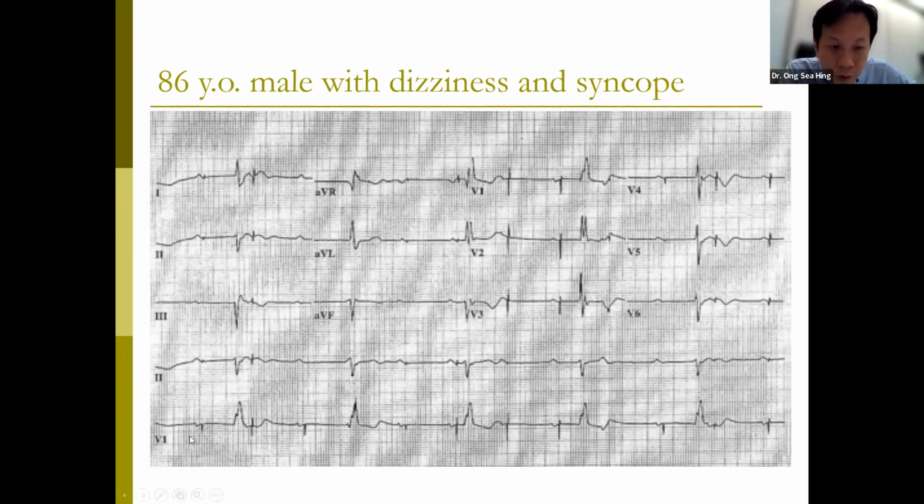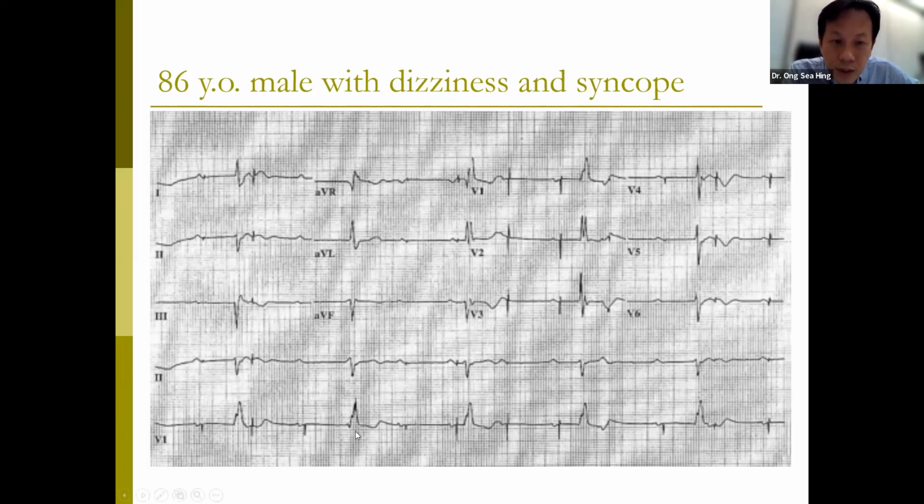Okay, and then you look for the P waves. Where are the P waves? This is the P wave here. Probably a P wave somewhere hidden here. There's a P wave here. Probably one here, here, here. There are P waves. The P wave rate is not too bad, maybe 70-something beats per minute. And the P wave and the QRS is dissociated, so this is complete heart block.